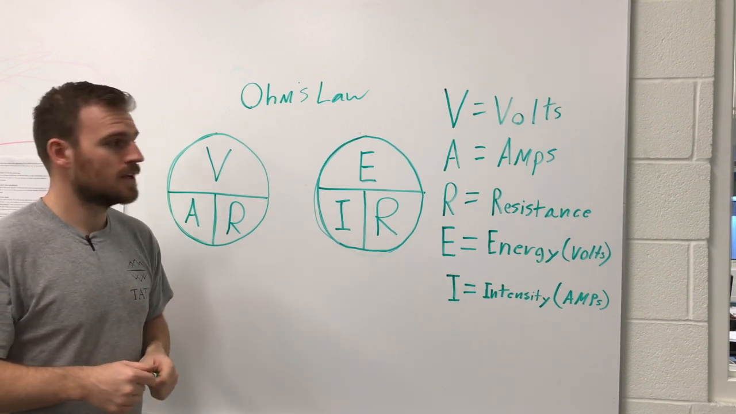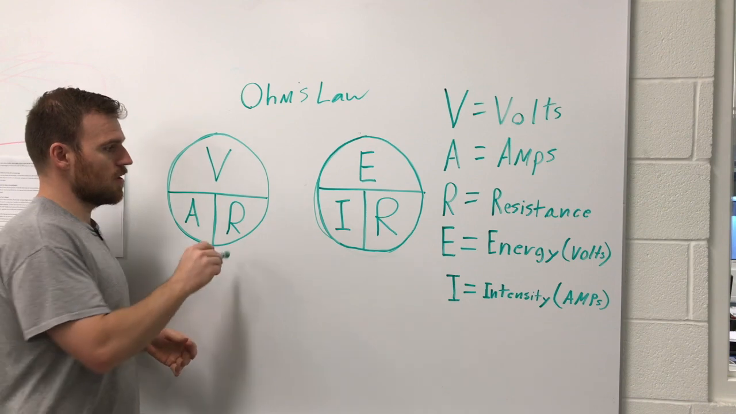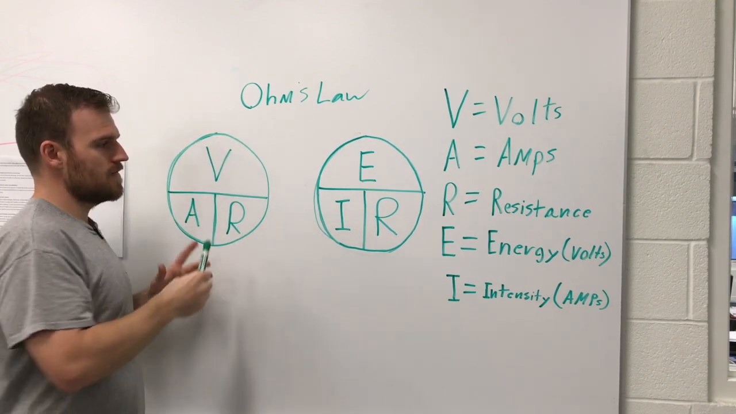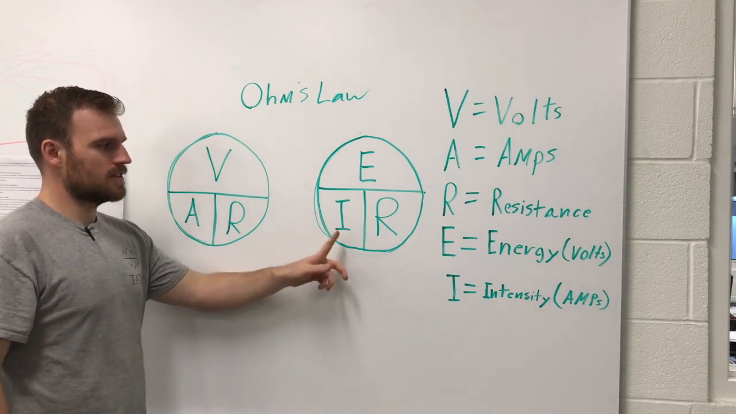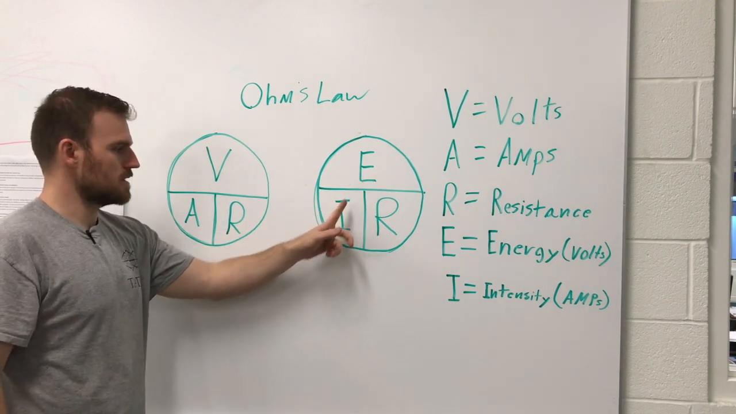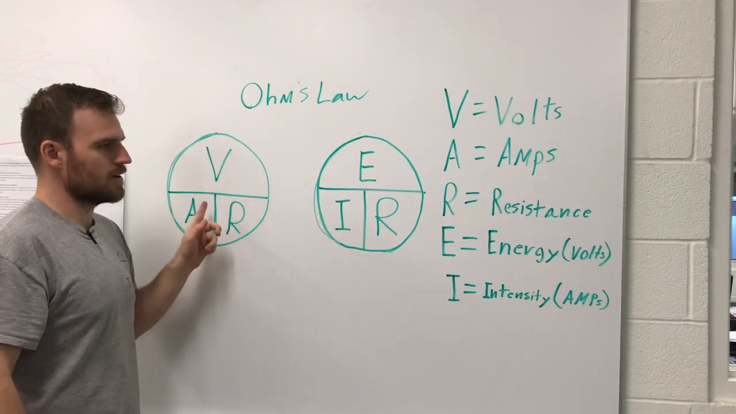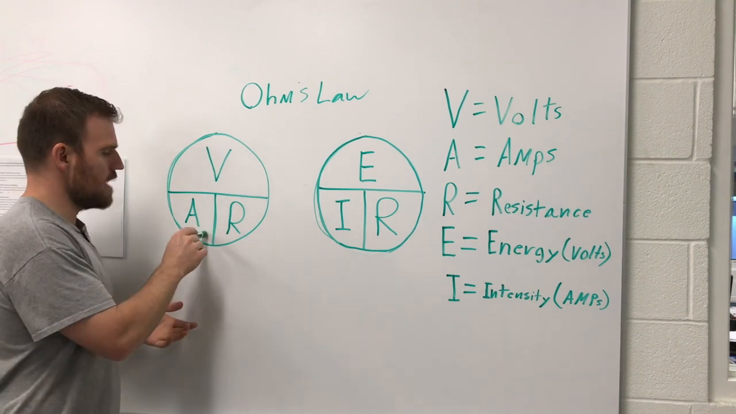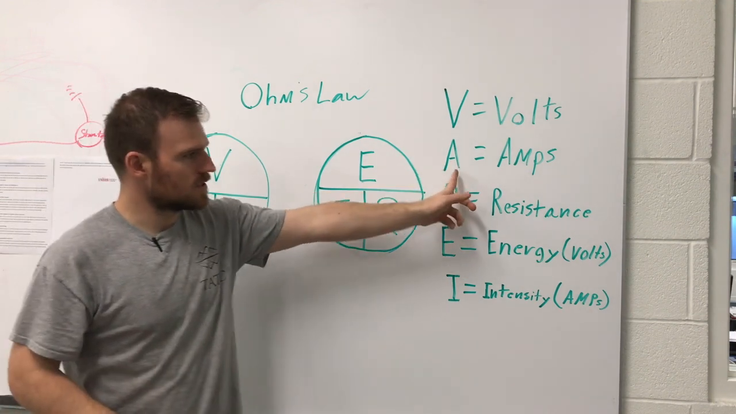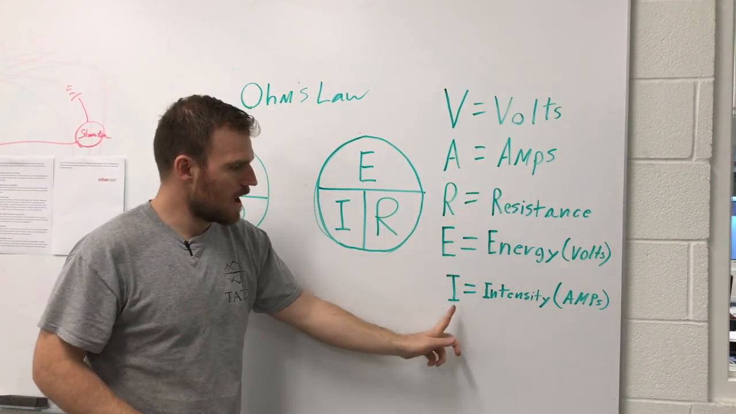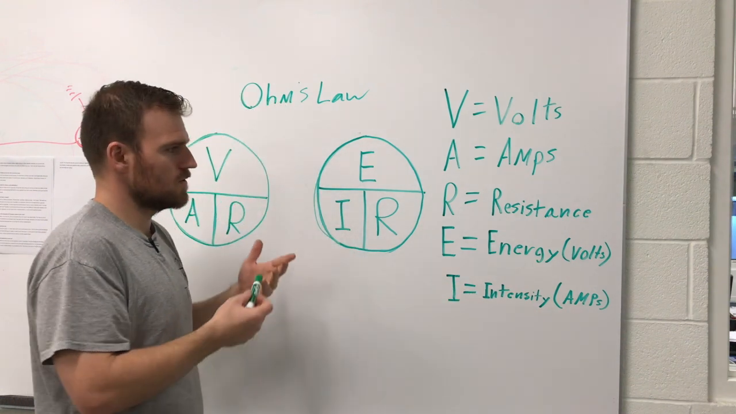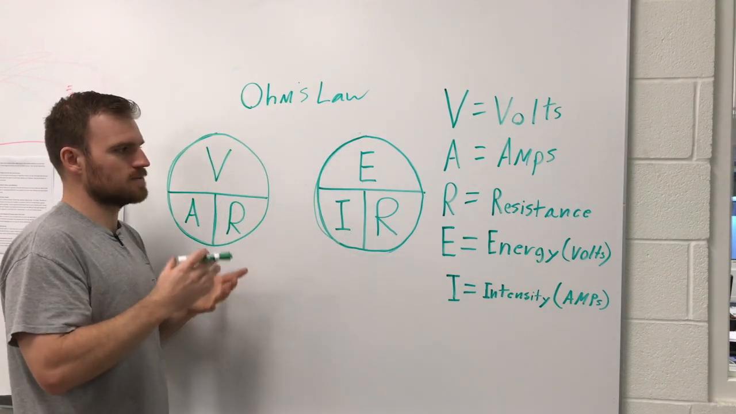So the first thing I want to point out is these are the Ohm's Law wheels, or they're sometimes called the power wheels, things like that. They are identical. I know that they have different letters, mainly these two, than these two right here, but they're the same thing. If you look and you see that amps right here, A stands for amps, well, I stands for intensity, which stands for amps.